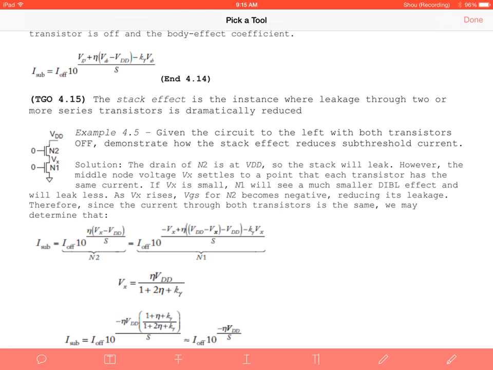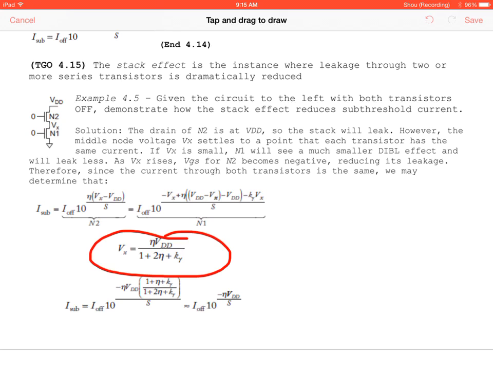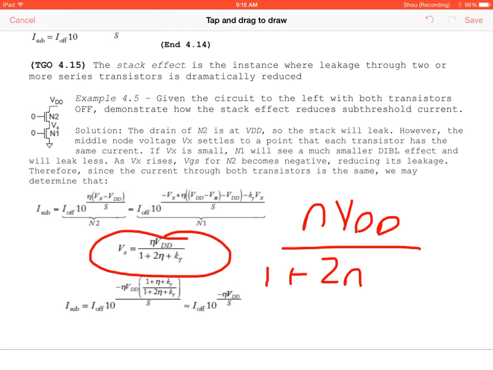Now, solving this, I want to emphasize what happens when you actually solve it. We know that Vx is going to be equal to the DIBL coefficient times the supply voltage over 1 plus 2 times DIBL plus the body effect, and that's from solving this equation.